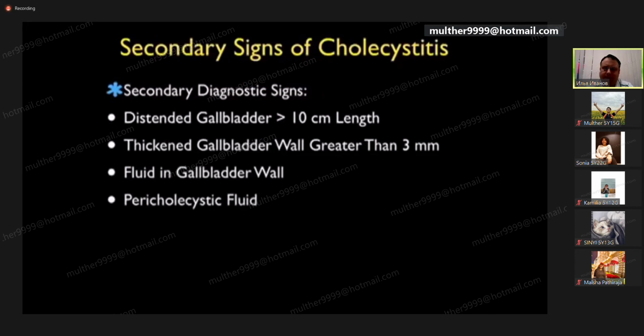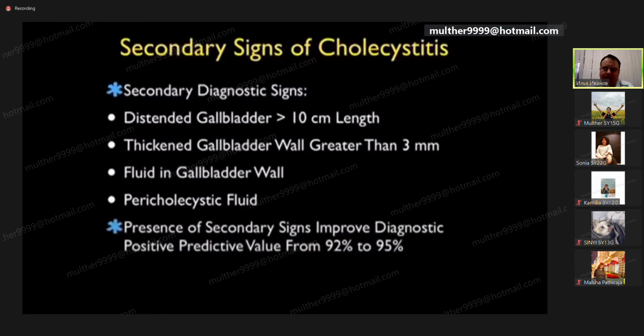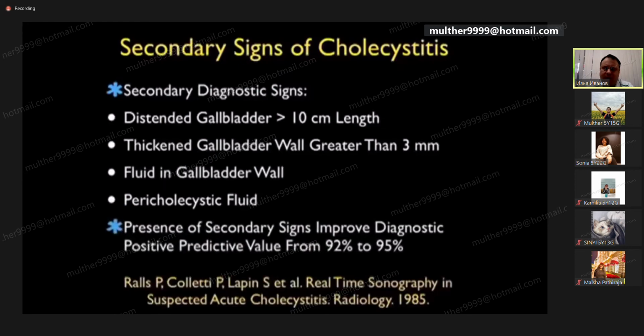Also, we can have pericholecystic fluid or a line of fluid outside the gallbladder wall as a result of inflammation or early perforation. Now, the presence of these secondary signs of acute cholecystitis does improve our diagnostic positive predictive value, but only increases the yield from 92% to 95%. So it's really most important to look for the primary diagnostic signs of acute cholecystitis.